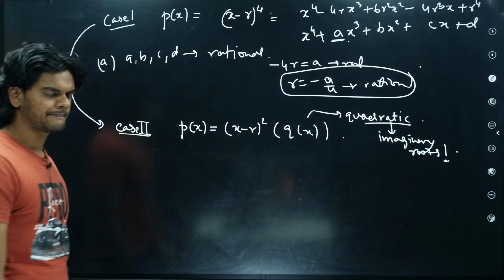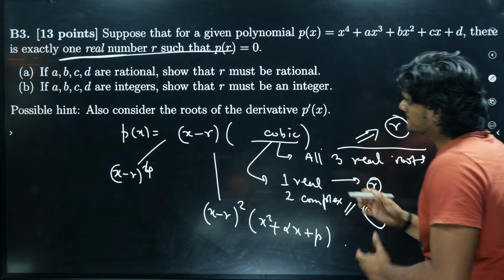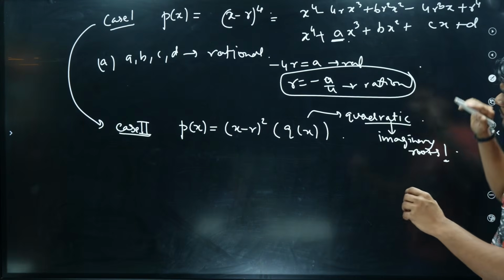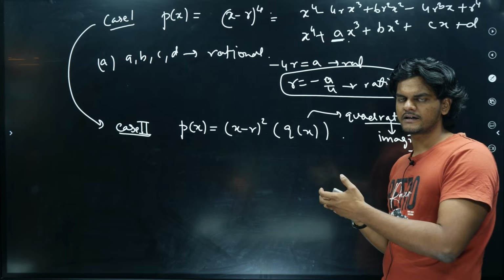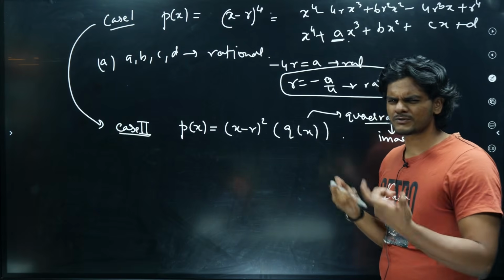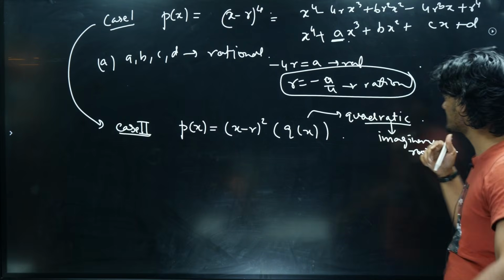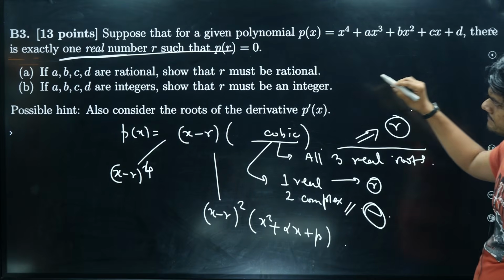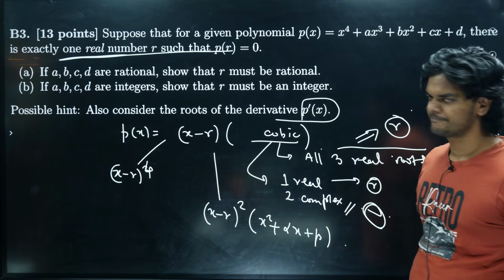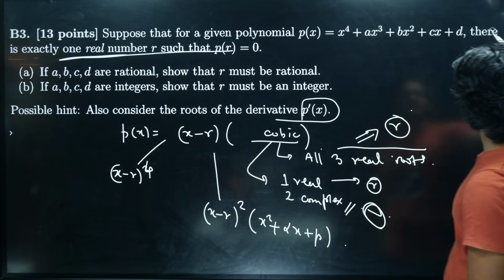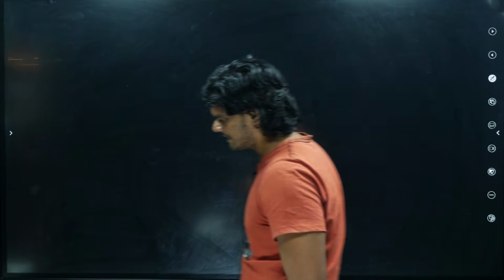Right? So what do we do? There is a hint given. You can try to write this as x square plus alpha x plus beta and then compare the coefficients. You can try that. That is your choice. Even I did the same thing first. But consider the roots of the derivative p dash of x. Right? So what is p dash of x? P dash tells you, okay, let's just first try to draw a diagram.